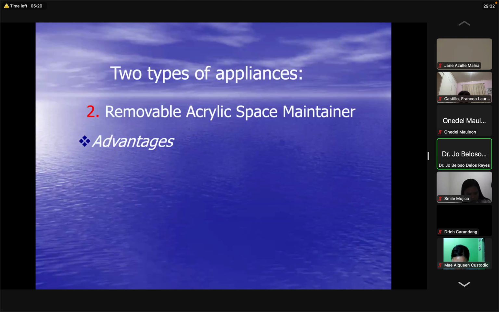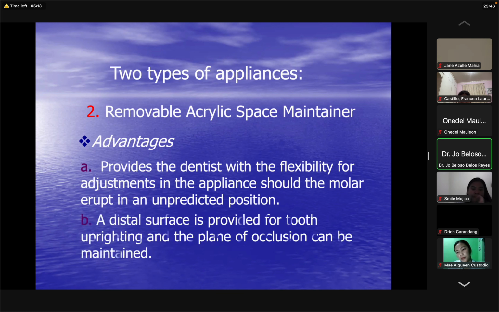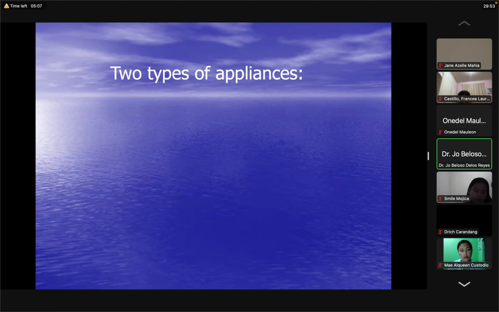Okay. Two types of appliance, removable acrylic space maintainer. Advantages, provides the dentist with the flexibility for adjustment in the appliance should the molar erupt in unpredicted position. Distal surface is provided for tooth uprighting and the plane of occlusion can be maintained.